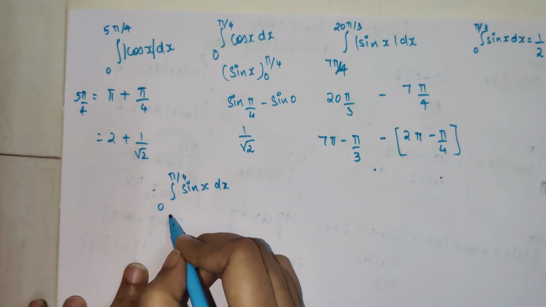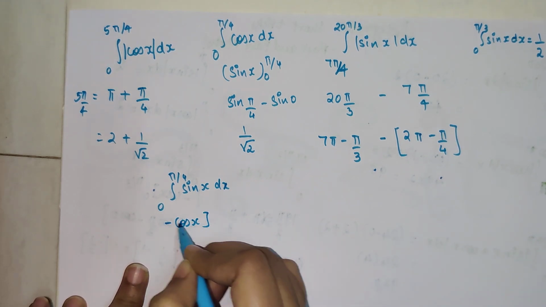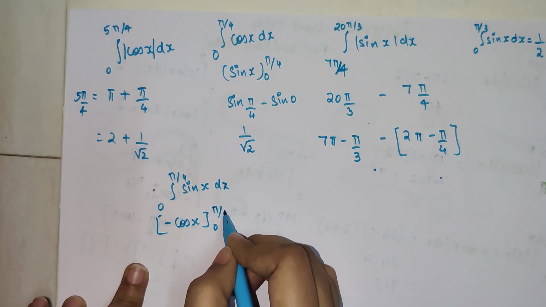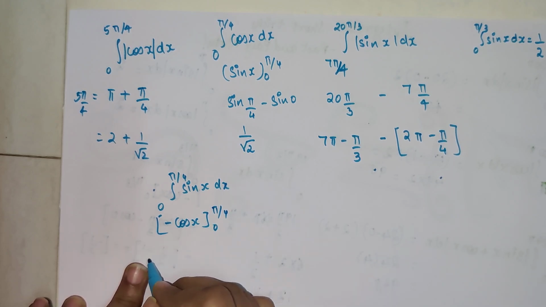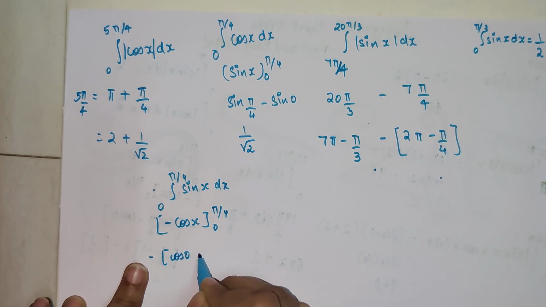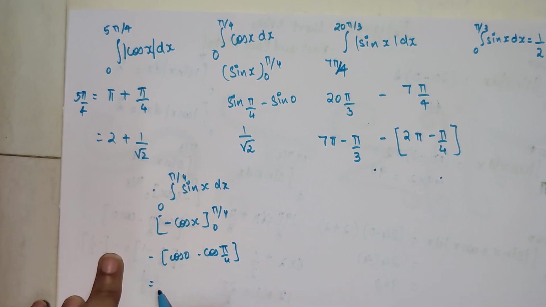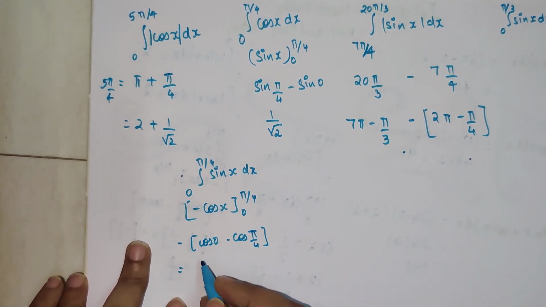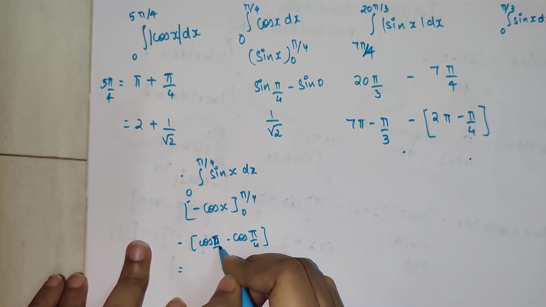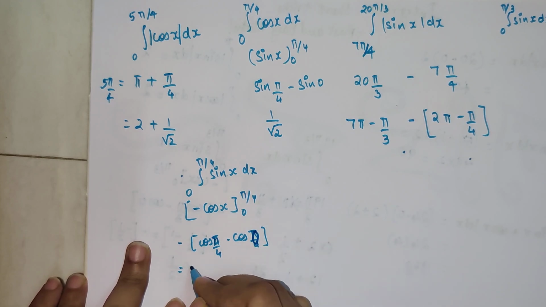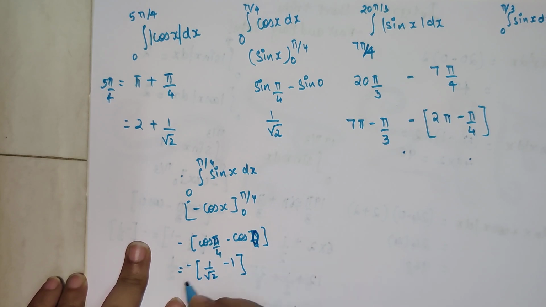Here we'll get minus cos x from 0 to pi by 4. So this is coming out to minus cos of pi by 4 minus cos of 0. This is coming out to be minus 1 upon root 2 minus 1. Taking the minus inside, I get 1 minus 1 upon root 2.